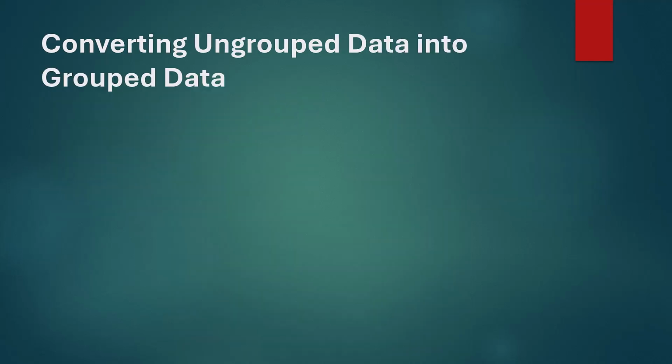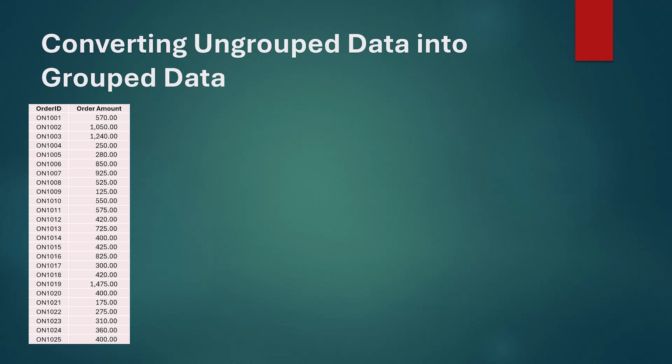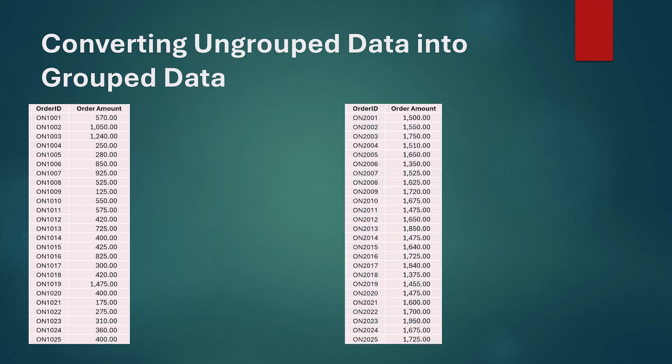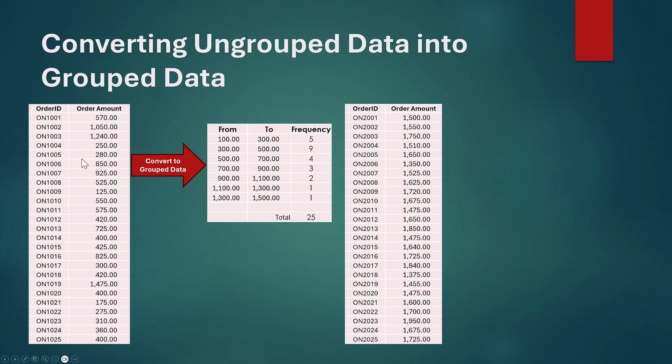Converting ungrouped data into grouped data. So that's our example 1 and that's our example 2. Here we have converted this into grouped data. So what did we do? We created what is called a frequency table of bins. So we have created these 7 bins.